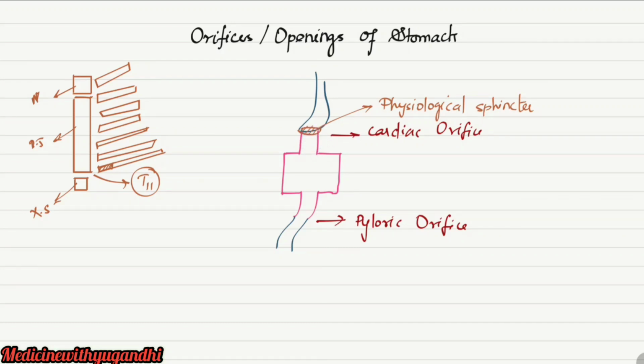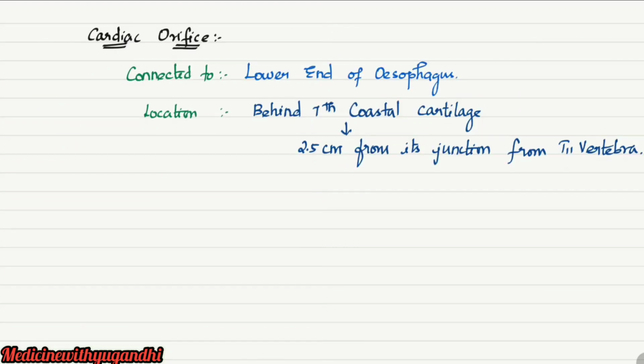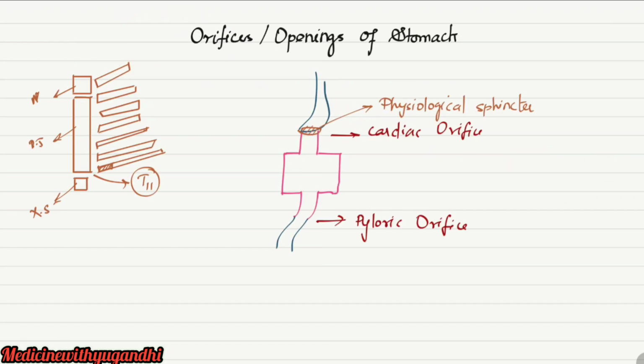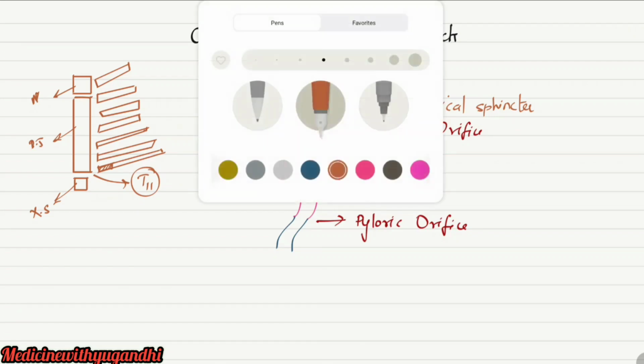Once again I am mentioning, the cardiac orifice is connected to the lower end of the esophagus and it is located behind the 7th costal cartilage, 2.5 cm from its junction, at the T11 vertebra. Next coming to the pyloric orifice. As I already mentioned, this pyloric orifice opens into the first part of the duodenum. Now coming to its location.